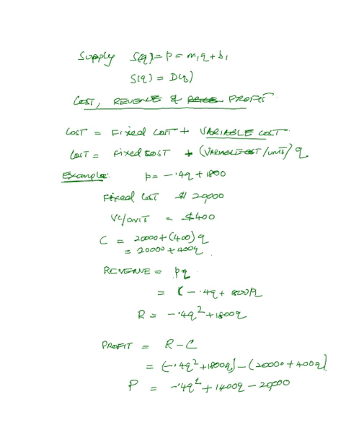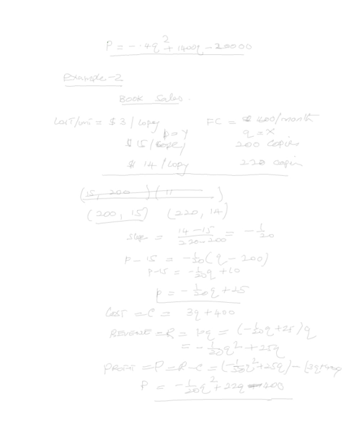So from the previous page, we got an expression for profit, which was negative 0.4 Q squared plus 1400 Q minus 20,000. Now this is obviously a quadratic function, so using this we should be able to find the optimum level of production, or what quantity they have to supply to maximize profit, and so on.